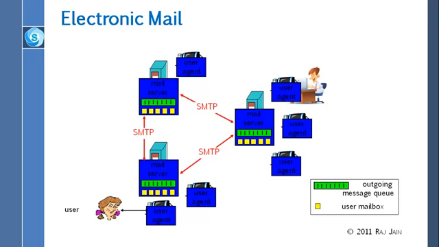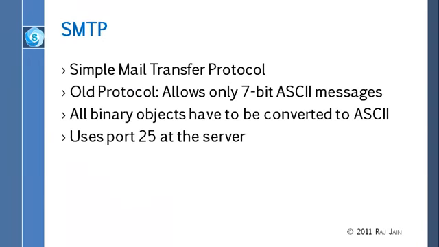So basically, SMTP is the protocol. SMTP stands for Simple Mail Transfer Protocol. This is one of the oldest protocols. Basically, when they invented the internet, one of the very first applications that they started using was mail. And it allows only 7-bit ASCII messages. In those days, back in the 70s, we didn't have all these different encodings of characters that we have today. The only thing we knew was ASCII.